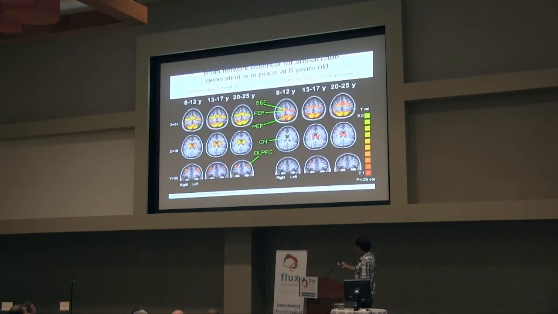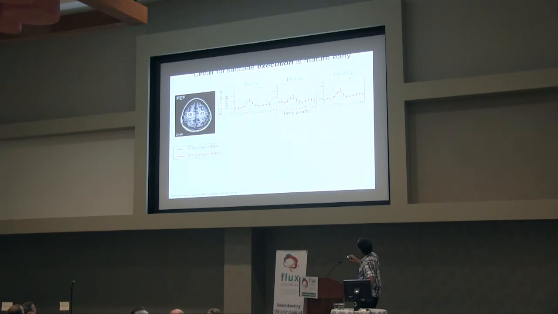So if we look across children, here's three groups, 8 to 12, 13 to 17, 20 to 25. Here's our nice smiley face we get. We focused on only 5 a priori regions of interest that are part of our oculomotor model: frontal eye field, supplementary eye field, dorsolateral prefrontal cortex, the caudate and dorsolateral and parietal eye field. So you see the typical network light up for the young kids and old kids. It's a lot more subtle what's going on.